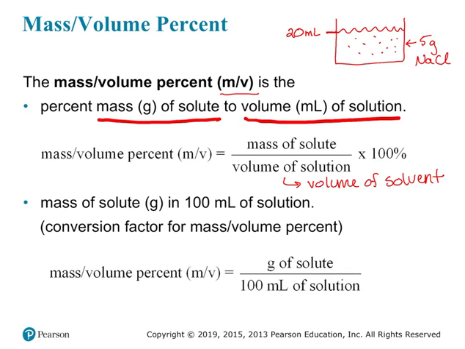Now, this does work the same as the other two concentrations in the sense that, let's say we're told we have a 10% mass volume percent. What we're going to do is assume that we have 100 milliliters of solution, and then we can say that for every 100 milliliters of solution, we have 10 grams of solute. So again, we just have to keep track of units in this case, because it's grams over milliliters, mass over volume.